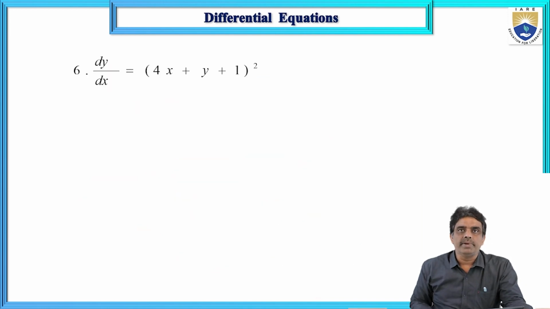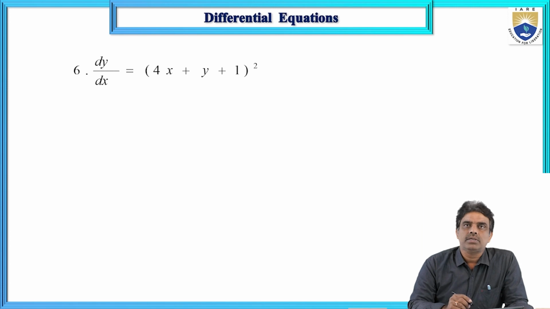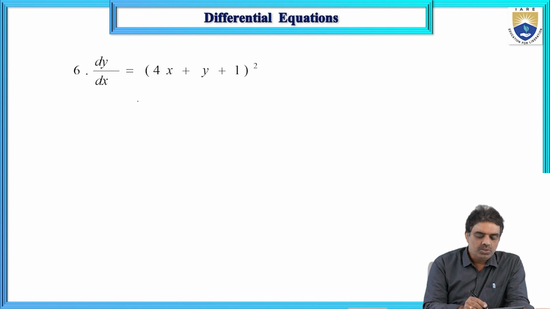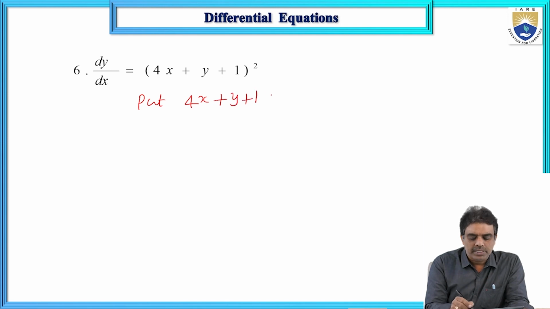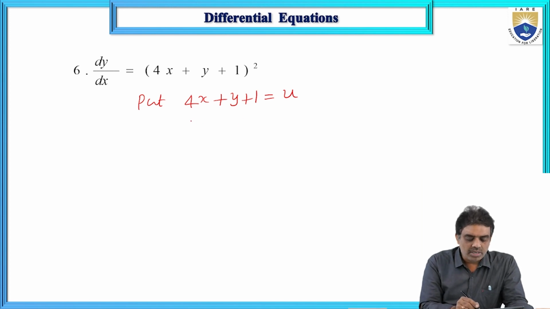So now I'm coming to the last problem. This is also a differential equation of first order and first degree, and it cannot be divided into variable separable form directly. So we can make it variable separable by taking the substitution, put 4x plus y plus 1 is equal to u. I will just give the hint and you do it on your own. Then what will you get?